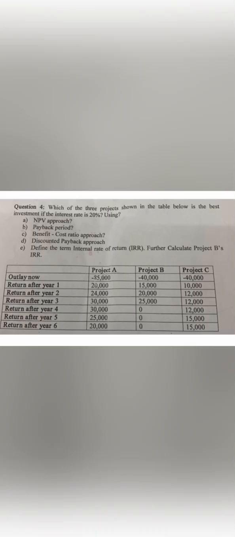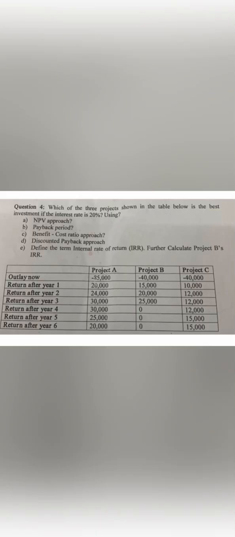Then they want us to say which project is better, or which one is the best between the 3, using these methods that they have put here. Investment decision is just about the decision about the investment. So you can use the NPV way to make a decision about a project, if you should invest or not. You can use payback period, you can use benefit cost ratio.